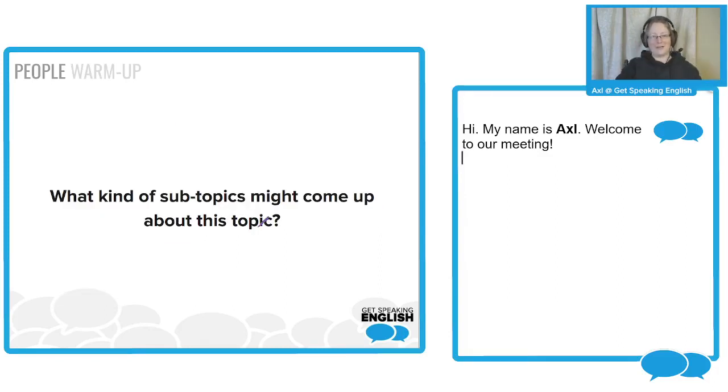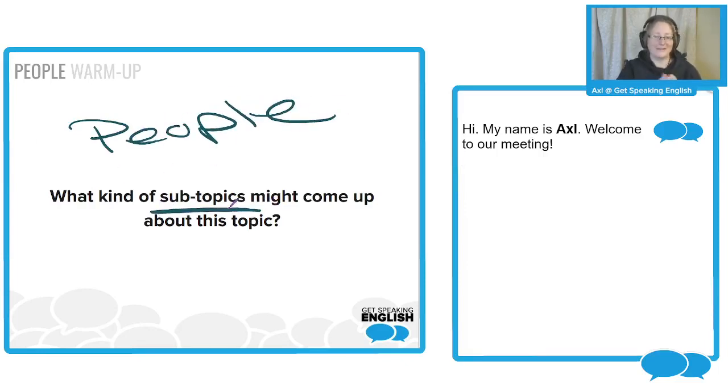So obviously we're talking about people, right? But what kind of subtopics might come up about this topic? Because obviously if we're talking about people, we could touch on a lot of different things, right? For example, maybe the work that people do, the type of jobs that they do, for example. Maybe the advantages and the disadvantages of the different kinds of jobs they do.